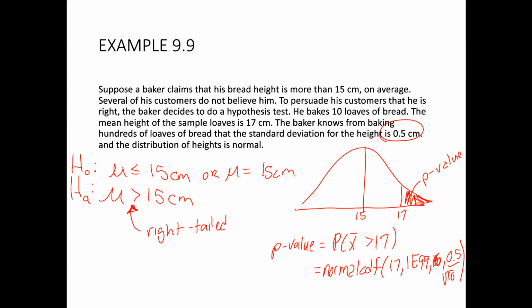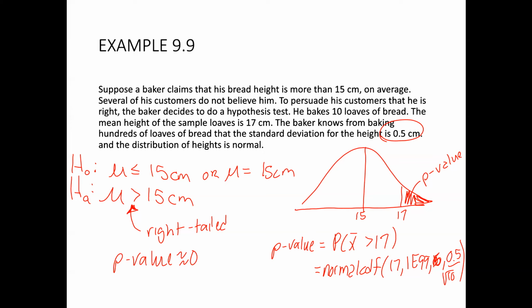So you have 36 zeros after the decimal place and before the 5.8. That's 0. So the p-value is approximately 0. So if the mean height of loaves of bread is really 15, the probability of him baking 10 loaves and getting on average a height of 17 centimeters is negligible.